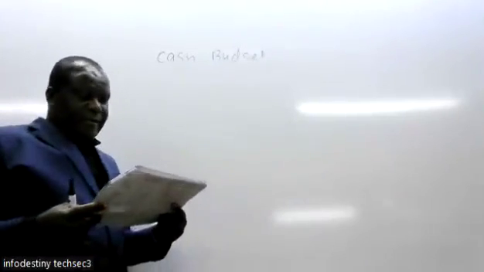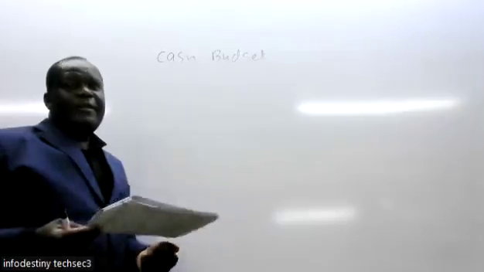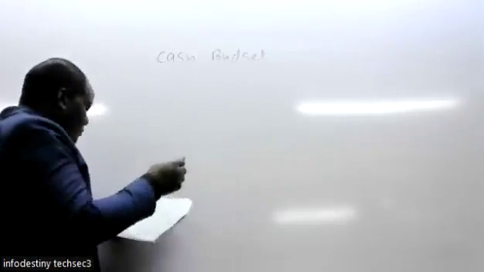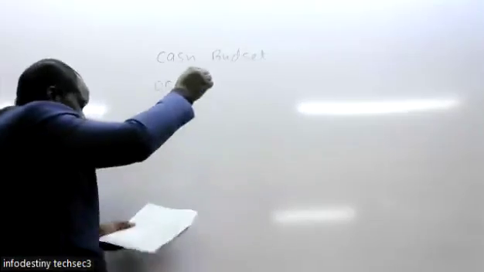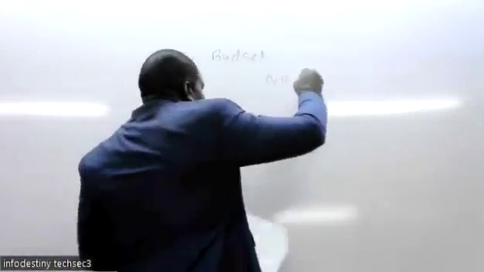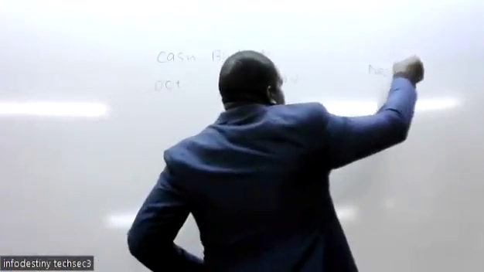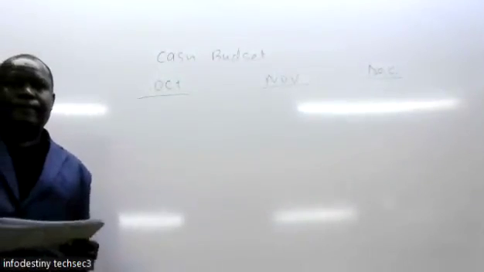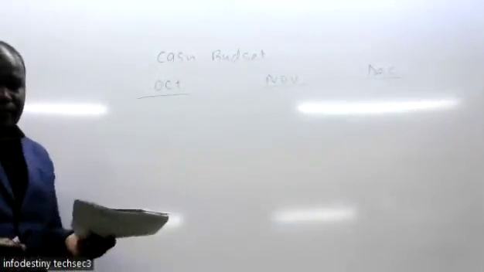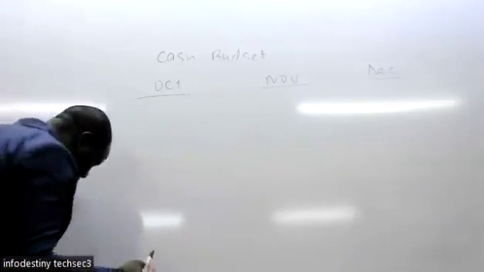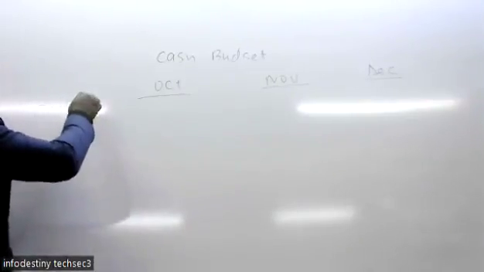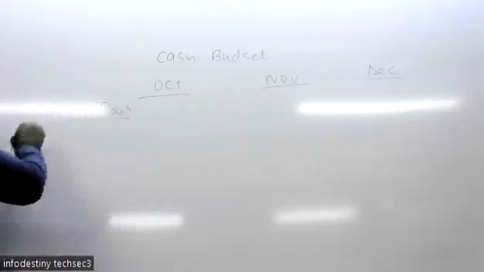So it was for how many months? For 3 months ending December. So that means we start from October, November, and December. So we start with October. So we normally start with the cash inflows. So cash inflows, it was only one.